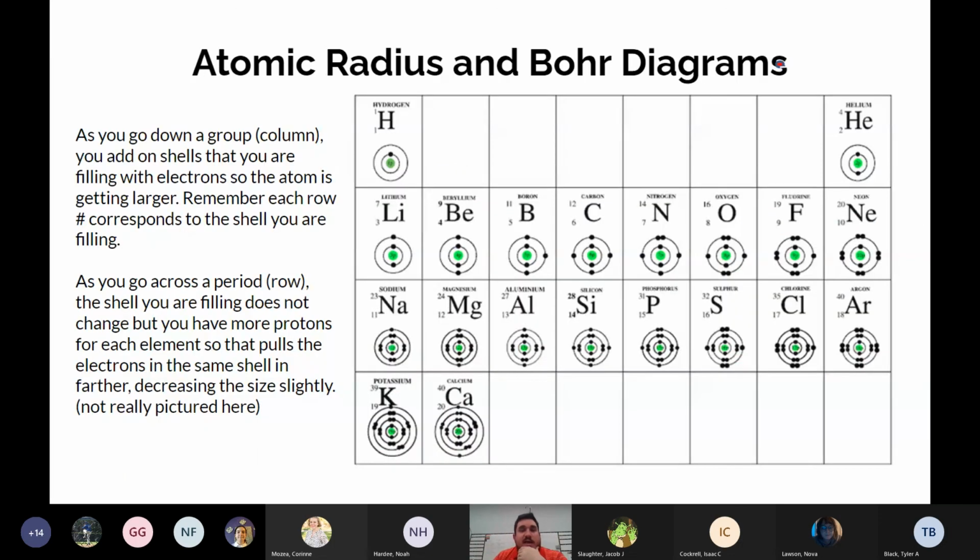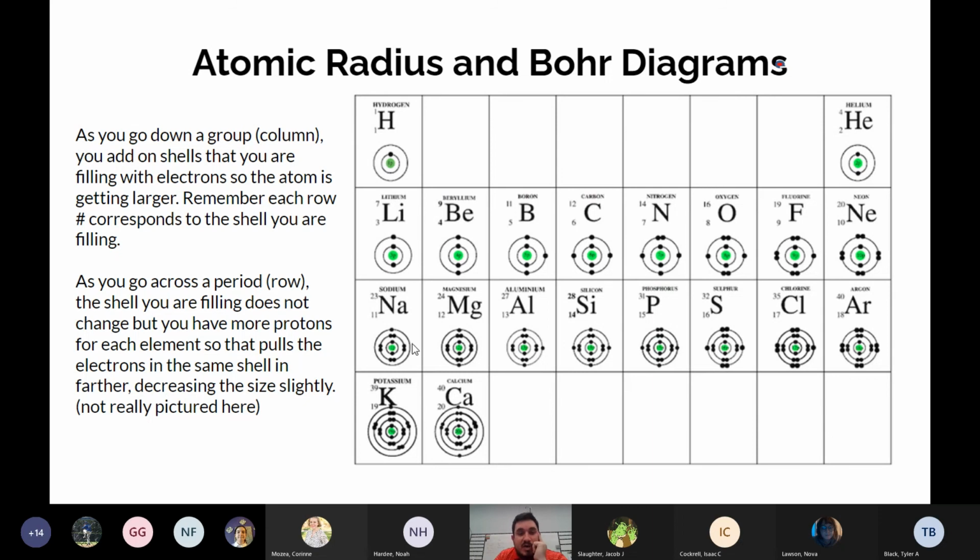Okay, and then again, you can look at these Bohr models here. They all have 2 rings in this row. So the atom's not getting bigger as you go across, but you are adding more protons, and so the protons are going to be pulling on those rings. Now, when you get down here, you're adding a third ring, so it's bigger.